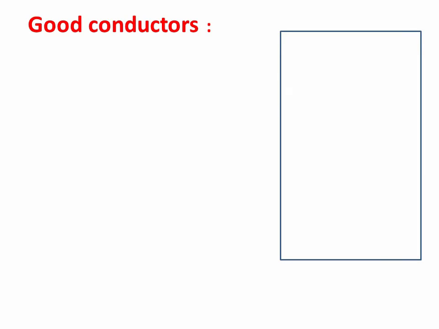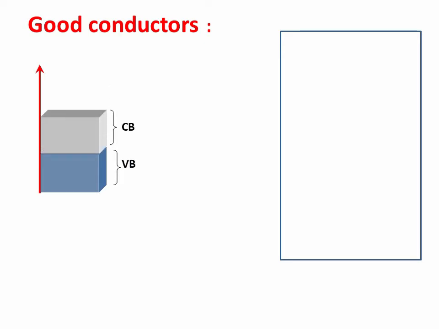Next is the good conductors. You see, the valence band and conduction band are just touching together. So, there is no band gap between the valence band and conduction band. Hence, they always have free electrons to conduct electricity freely. Another model of conducting material is overlapped.